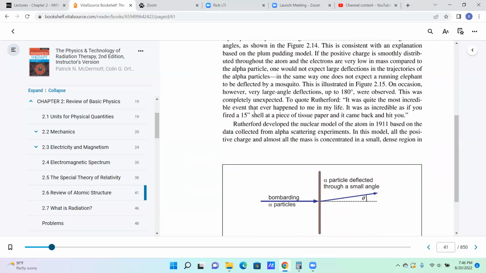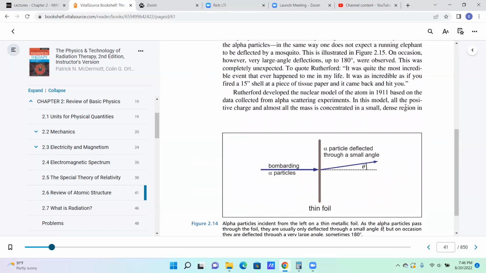But every now and again, as they ran this experiment, very large deflections up to 180 degrees were observed. They didn't know exactly how to explain it. Quoting Rutherford, it was quite the most incredible event that's ever happened to him. It was as incredible as if you fired a 15-inch shell at a piece of tissue paper and it came back and hit you.